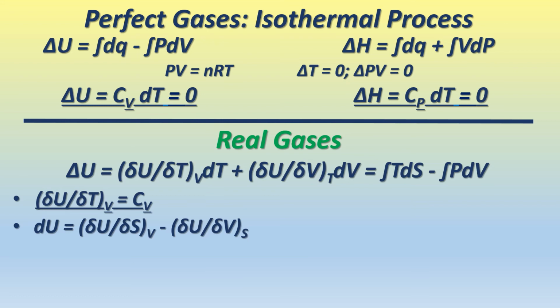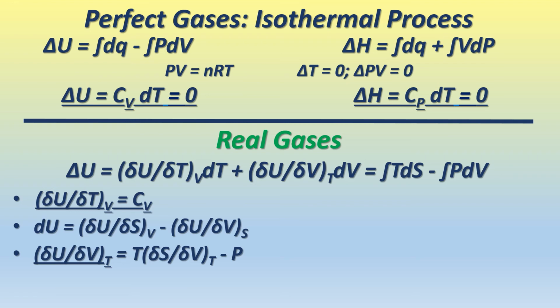So the internal energy from the fundamental equations, dQ is also TdS. So I can write this as the partial of U with respect to S at a constant V minus the partial of U with respect to V at a constant S. Maxwell's relations let you do a couple of things that do not at present seem quite intuitive.